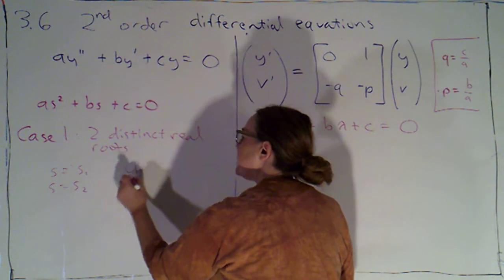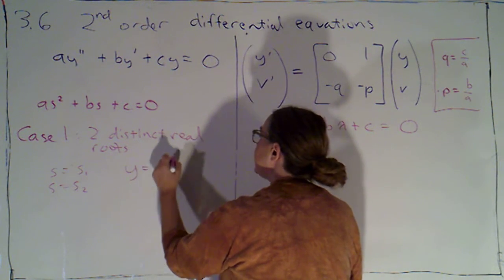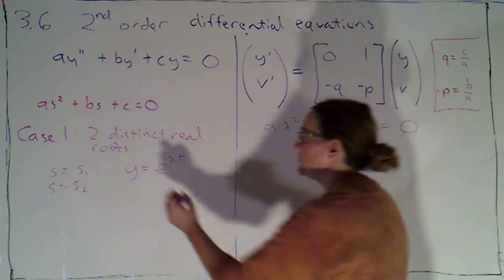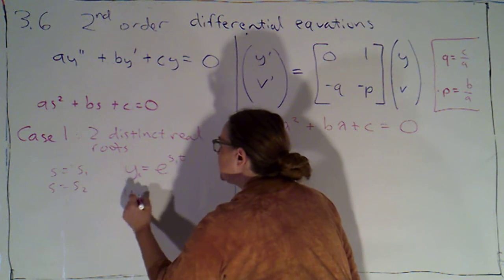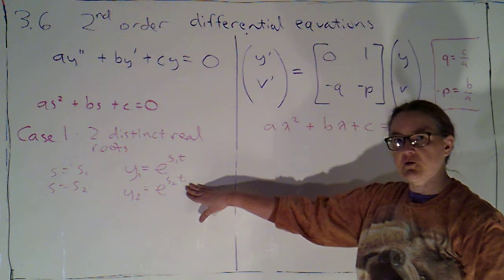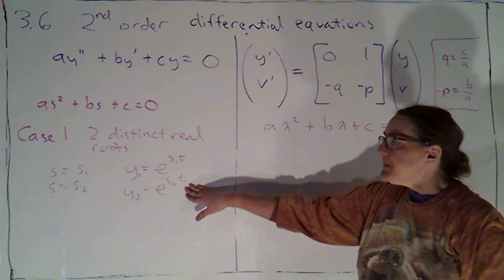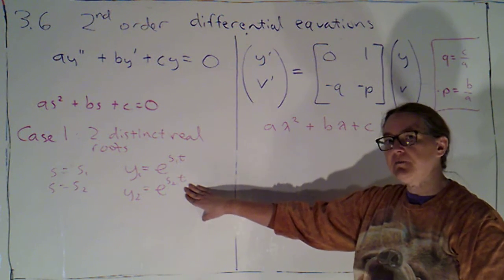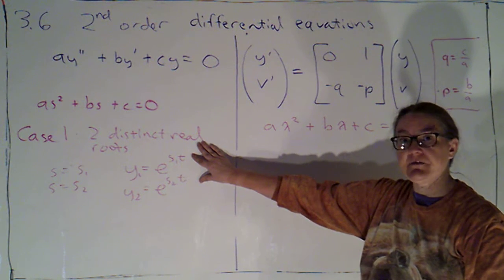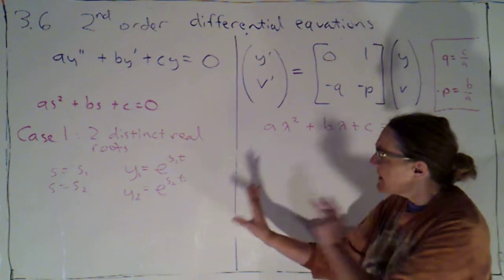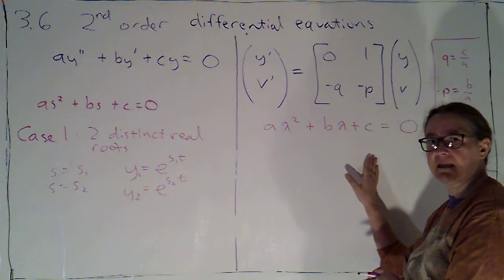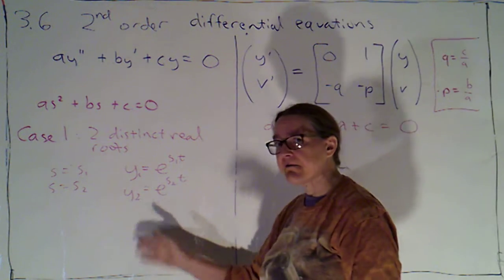So that's going to tell me that then I know that y equals e to the s1t is a solution. We'll call that y1. And y2 equals e to the s2t is going to be a solution here. That makes me suspicious that I could build the general solution as an arbitrary linear combination of these two. But I haven't spent as much time working with equations like this as I have with systems like this, so I don't have these theories.